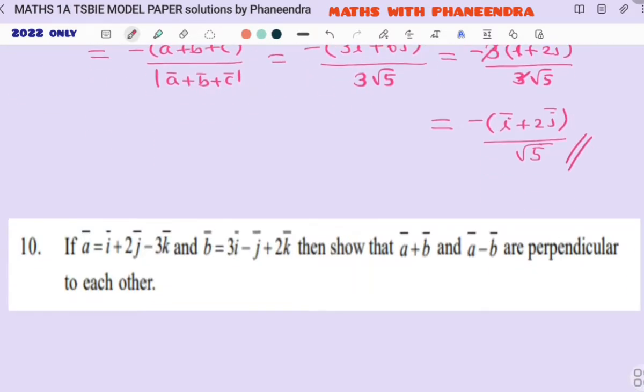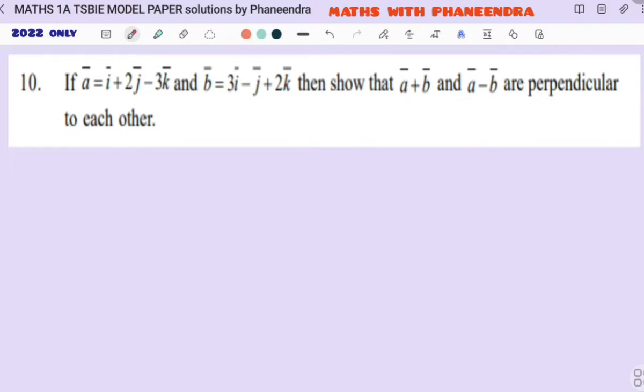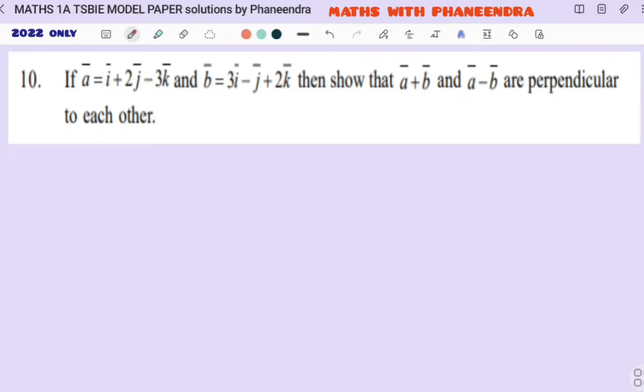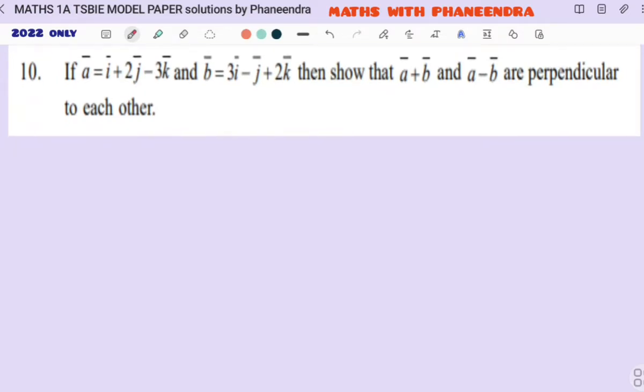This is the way you can do that, dear students. Whatever I am keeping in the boxes will help you learn the formulas indirectly, which is very important. We'll move to question number 10.